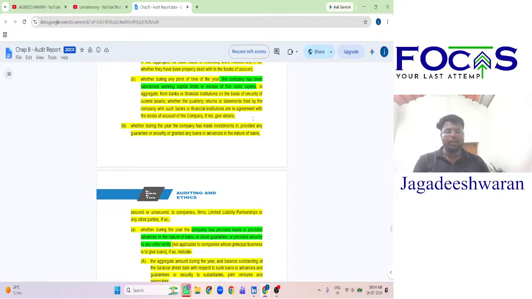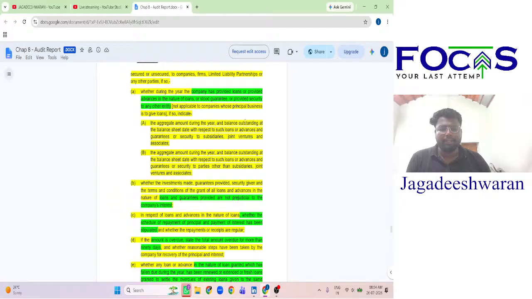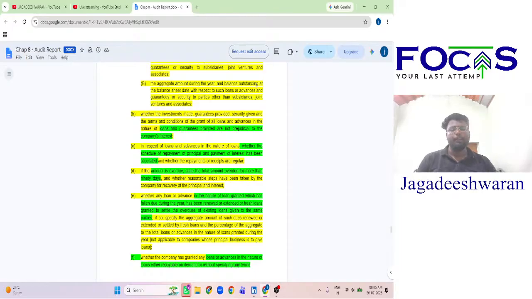Then the third point is loans, investments, guarantees and securities. So there we have seen the aggregate amount the company has provided to subsidiaries, joint ventures and associates, and to parties other than subsidiaries, joint ventures and associates. Then it should not be prejudicial to the company's interest. The schedule of repayment of principal and payment of interest has been stipulated. So it should be stipulated, and whether it is stipulated or not, we need to say. And also whether repayment or receipts of interest are regular, we need to mention.